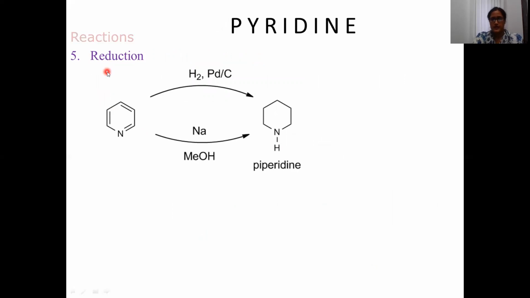A reduction reaction is also possible for pyridine molecules in the presence of catalytic reduction, or in methanol and sodium, in the presence of any metals, where it will be reduced.